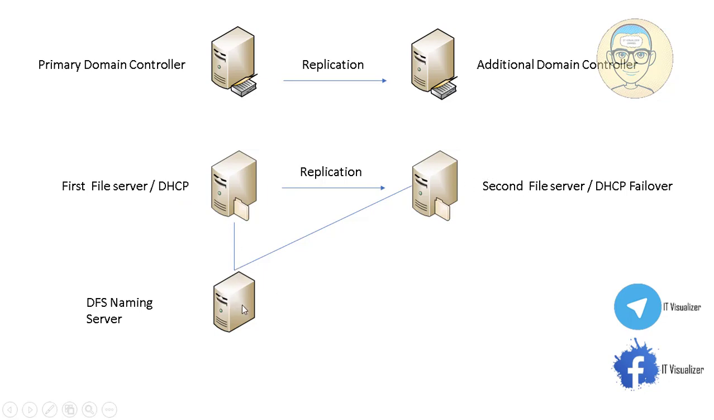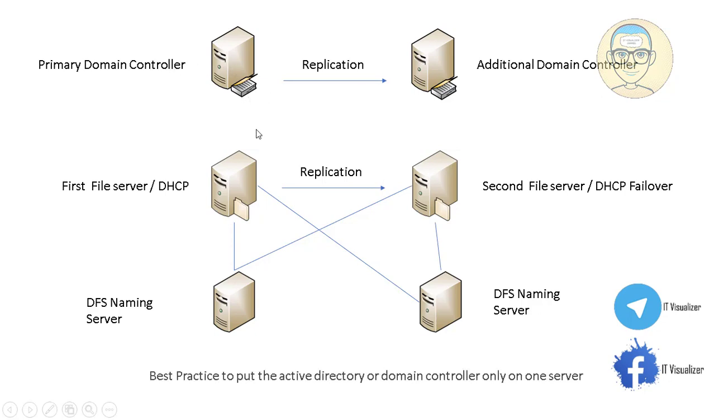So this is the DFS. It will be pointing to the first file server if it's working. If it's not working, it will be pointing to the second file server. Okay, and we have an additional DFS naming space. It will also be pointing to the first file server and the second file server. So here we will have two DFS servers for redundancy, and we will have two file servers for redundancy, two DHCPs for redundancy, and we have two domain controllers. So this is the best solution.